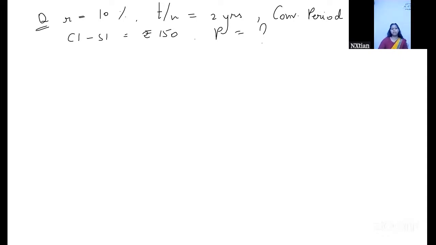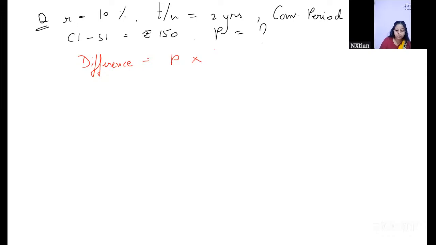Now, one formula I taught you all. That is known as the difference formula. Difference equals P into (R by 100) raised to the power N. Now, only use this formula when you have the difference value and you have to calculate P.